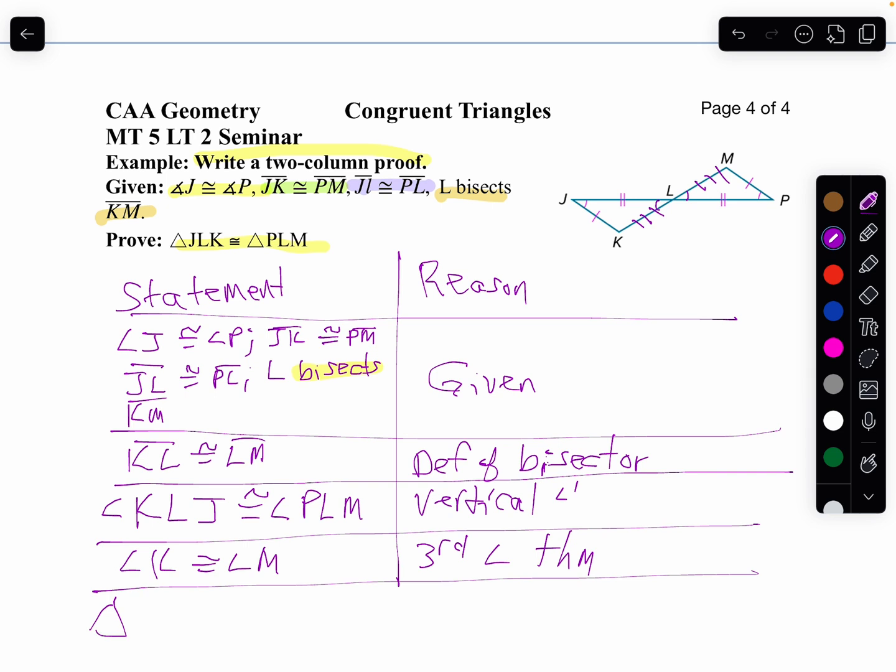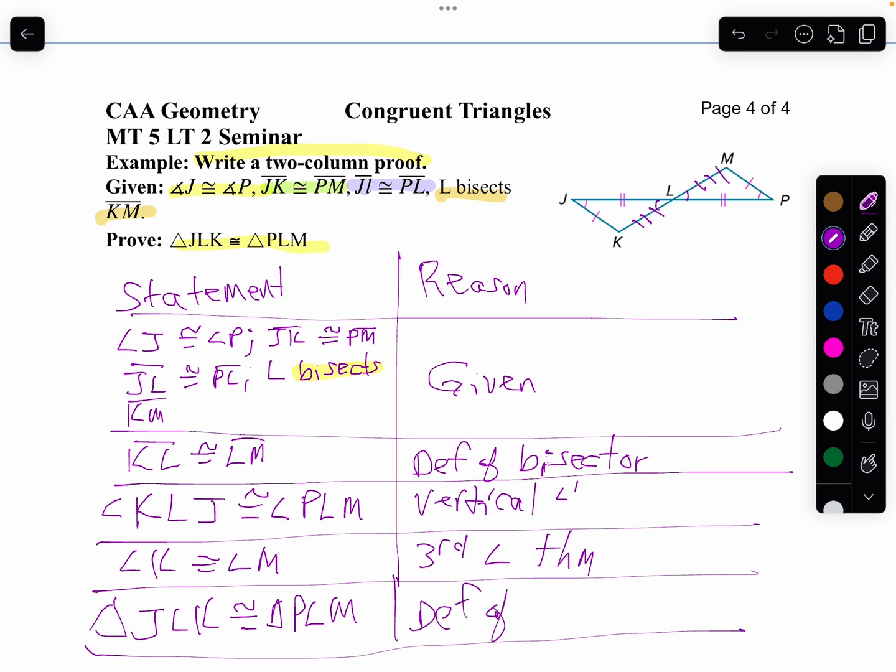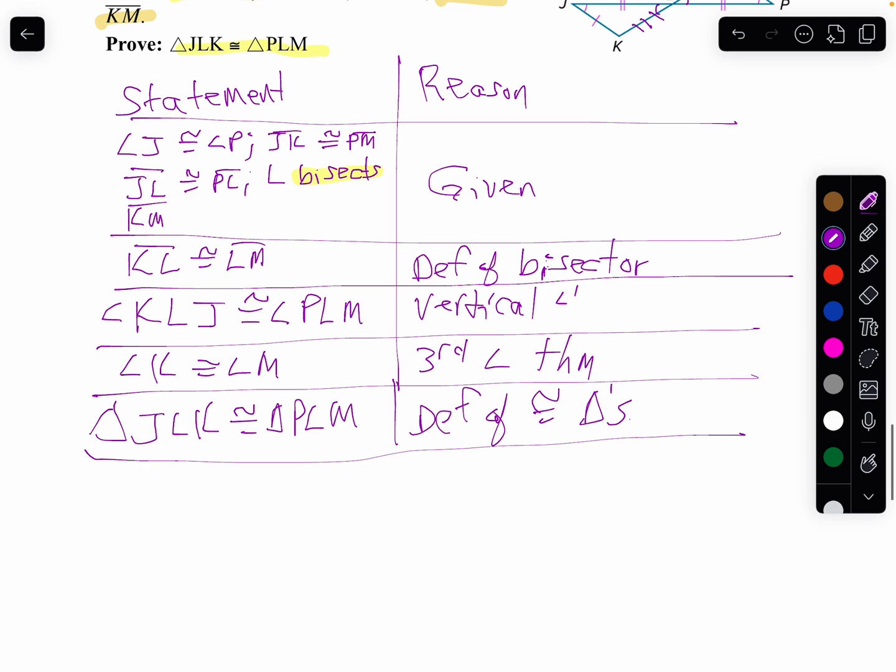So we can say triangle JLK is congruent to triangle PLM. How do you know that? That's the definition of congruent. In this case, we'll say triangles. We've shown all the parts are congruent. That's the definition of congruence, or congruent triangles. We got to say triangles there. That was a 5-step proof.